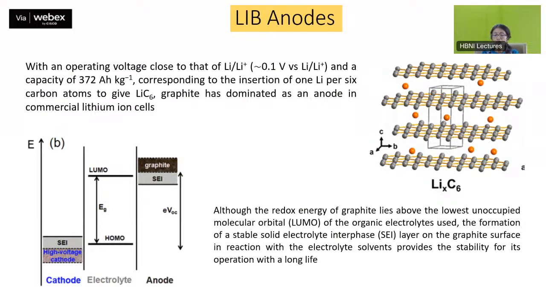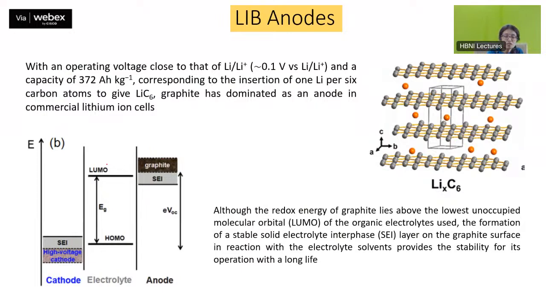So far so good. So what is the problem with the graphite anode? Not much. The only thing is that, if you remember, I told you that the chemical potential of the cathode and anode has a limitation, given by the electrolyte HOMO and LUMO level. So although the redox energy of graphite lies above the lowest unoccupied molecular orbital, as you can see over here.